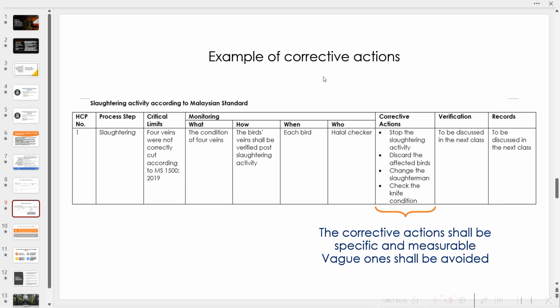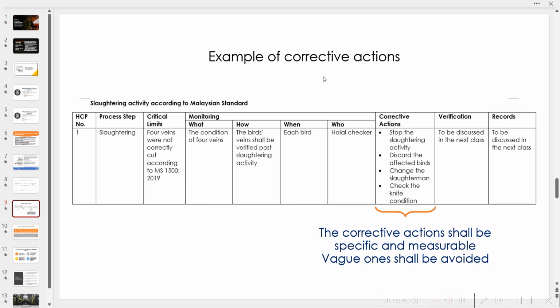In Malaysia, we don't allow mechanical slaughtering. So it will certainly be tiring. My cousin at Pedas Halal Park was previously a slaughterman. So it becomes tiring, right? That's why there is a statement there: change the slaughterman. Definitely you have to check the knife condition.